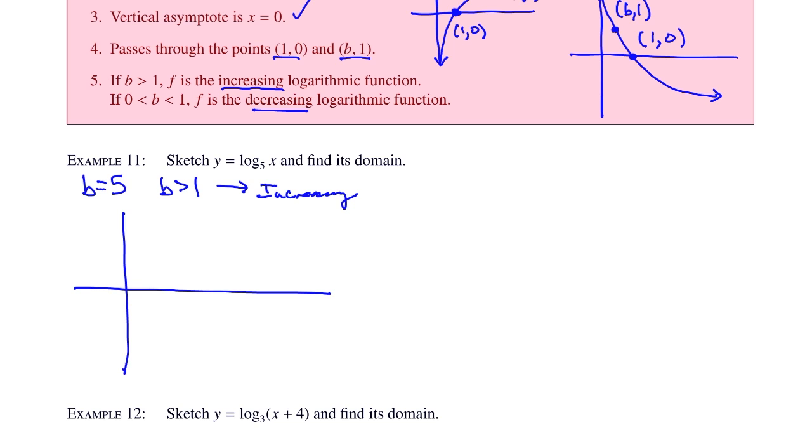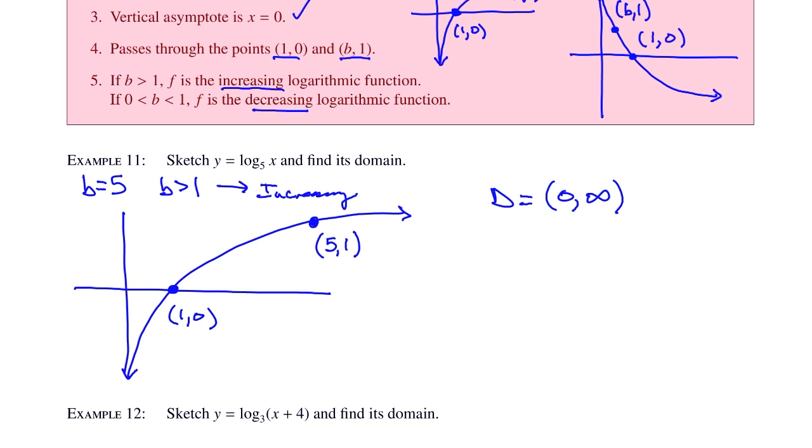And then just graph the increasing log function. We know it goes through the point 1, 0, then somewhere over here, this is 5, 1. The domain is 0 to infinity, open at 0. You can put in the dashed line here if you'd like.